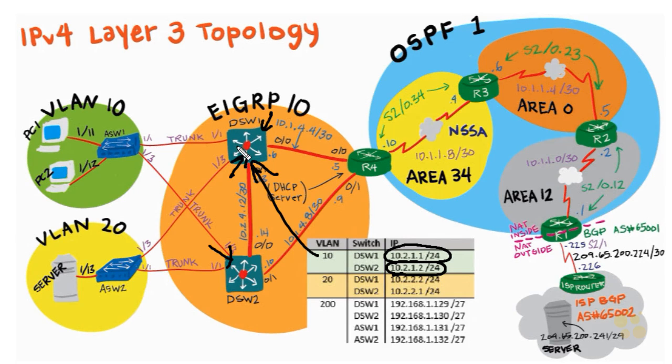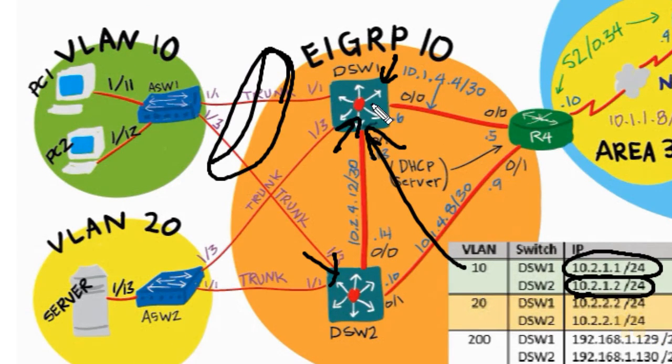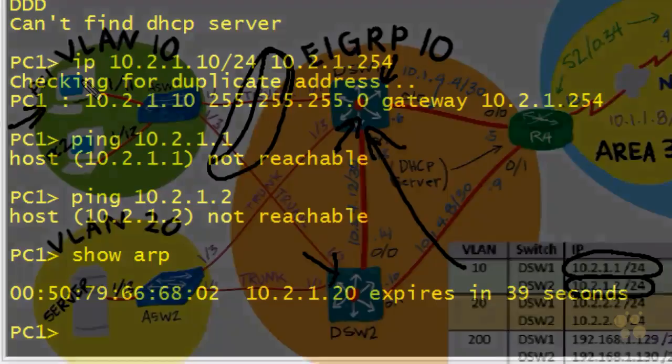And because it's not down, the next thing we might look at are these links between ASW1 and distribution switch 1 and distribution switch 2. If these are not configured as trunks, or if they're down, or if they're not allowing VLAN 10 traffic to go across them, which would also be a reason why we were not able to get a DHCP address here on PC1. So let's do this.